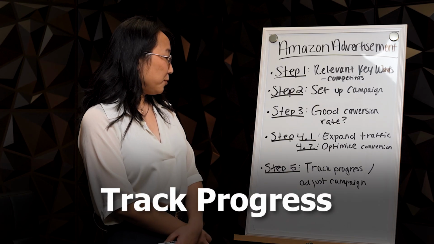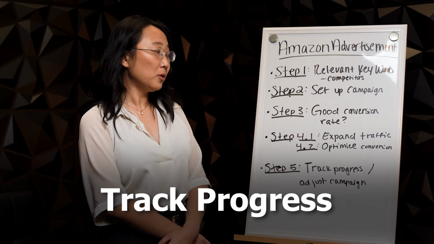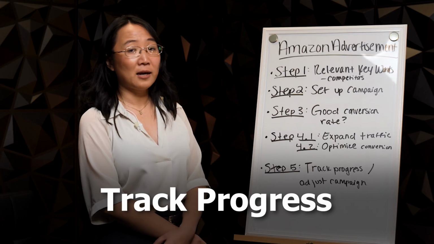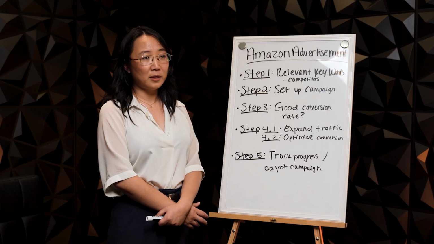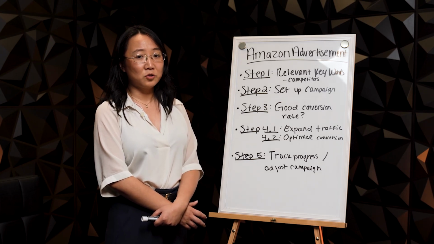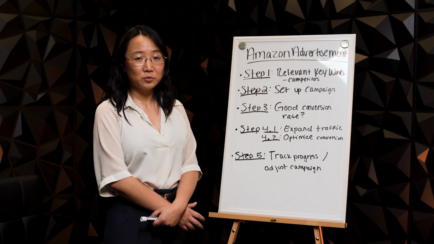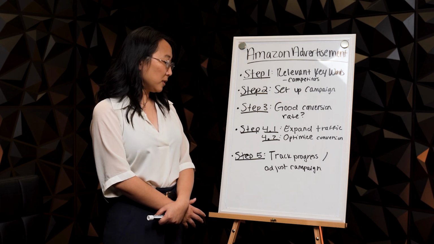After step 4, you get into maintenance mode. What you do is keep an eye on your numbers and check progress. If the campaign is performing very well, let it go. And if you see some traffic drop, revisit your conversion and click-through rate, or revisit your bids, look at the market, and change things accordingly.